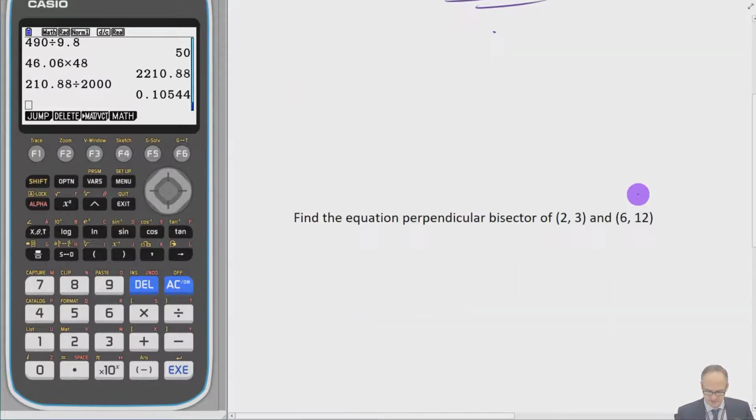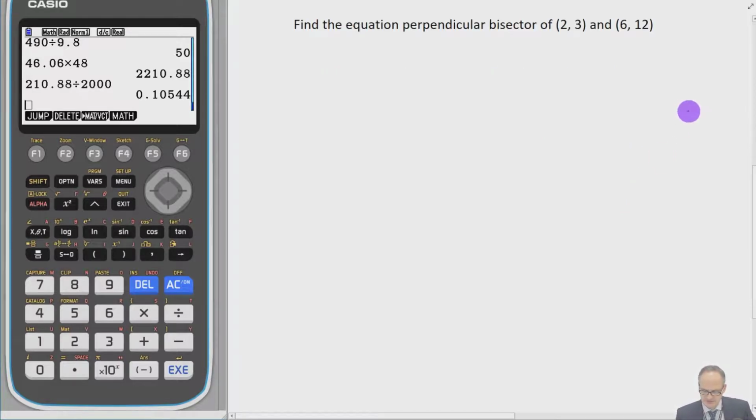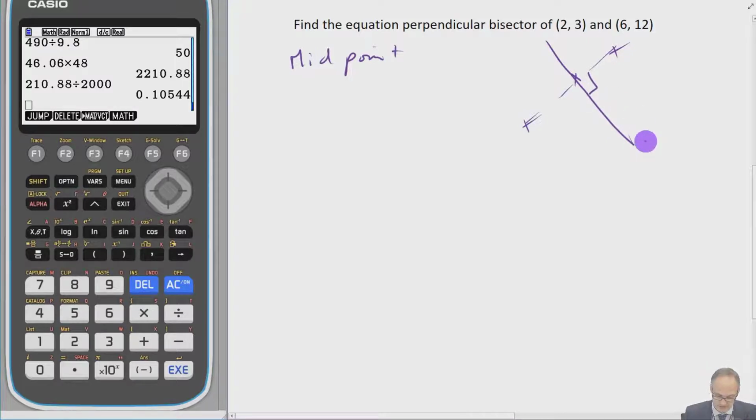Right, for the second question we did, we had to find the equation of the perpendicular bisector of (2, 3) and (6, 12). So the first thing we need to do is find the midpoint of those 2 points. So let's just imagine what (2, 3) and (6, 12) might be like. So (2, 3) might be there, and (6, 12) will be over here. We want to find the line that cuts them in half, because that is what the perpendicular bisector is.